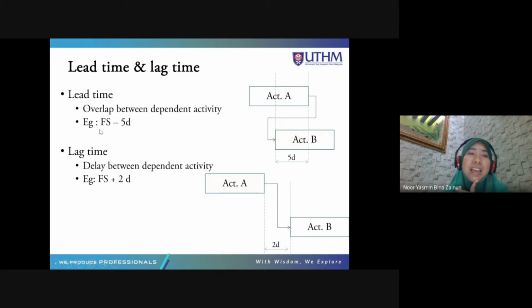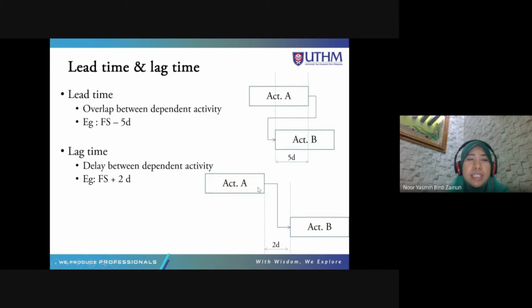Sebab tu dia FS minus 5 days, showing that activity B can be carried forward, can start even before activity A finishes. It can start earlier by 5 days. Boleh mula awal 5 hari sebelum activity A finish, even though the relationship is finish to start.